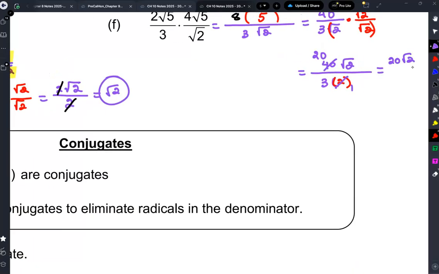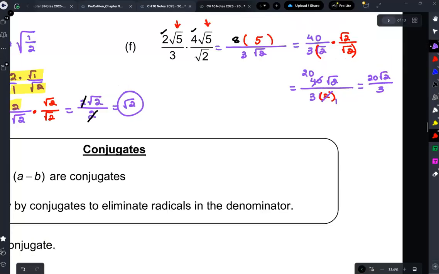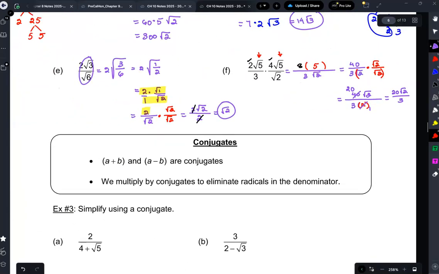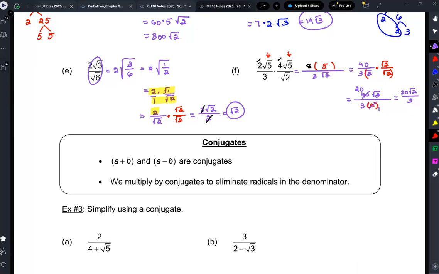Is it always multiplied by root 2 over 2 for every problem? Well, no, it could be anything. Whatever the denominator is, if it's root 2, you multiply by root 2. If it's root 3, you multiply by root 3.